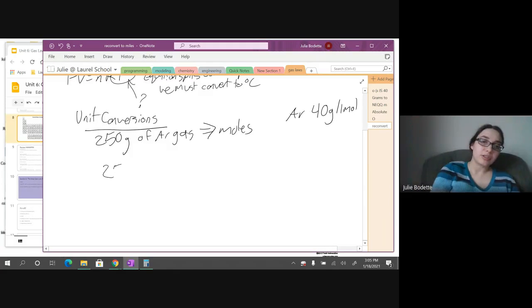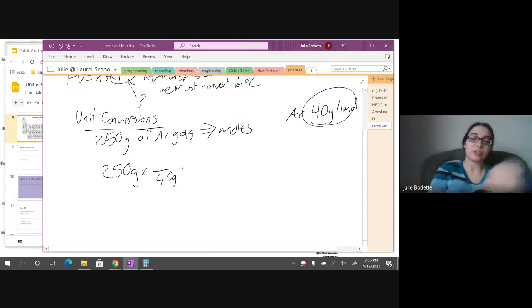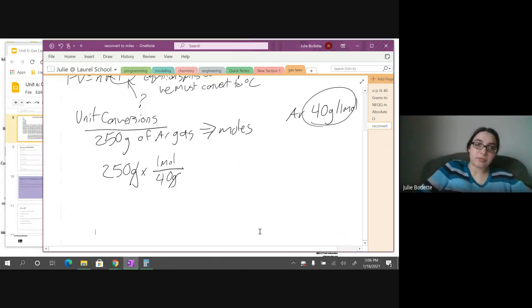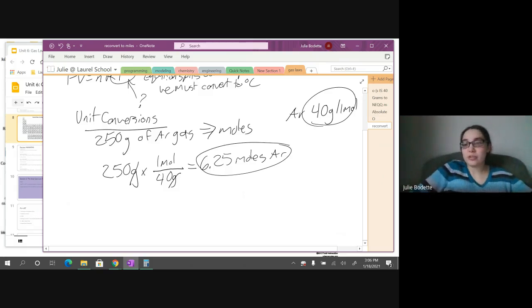So I have 250 grams. Let's see, I've got this fraction. Do I need to flip it upside down? Yes. So 40 grams on the bottom, 1 mole on the top. Great, so my grams will cancel. So 250 times 1 divided by 40, so 250 divided by 40 is 6.25. And then my unit is moles. So 6.25 moles of argon.